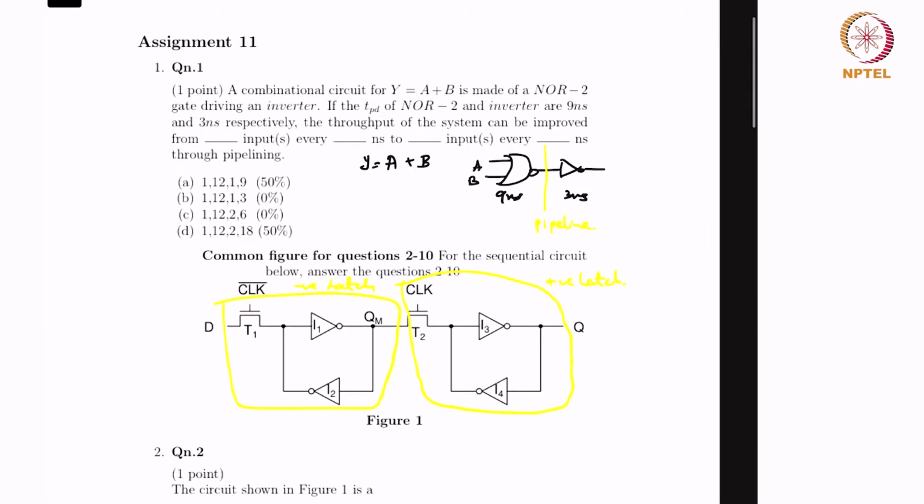Question 1. A combinational circuit for y is equal to a plus b is made of a NOR2 gate driving an inverter. If the TPD of NOR2 and inverter are 9 nanoseconds and 3 nanoseconds respectively, the throughput of the system can be improved from dash inputs every dash nanoseconds to dash inputs every dash nanoseconds through pipelining. So let's just look at this circuit y is equal to a plus b, right?